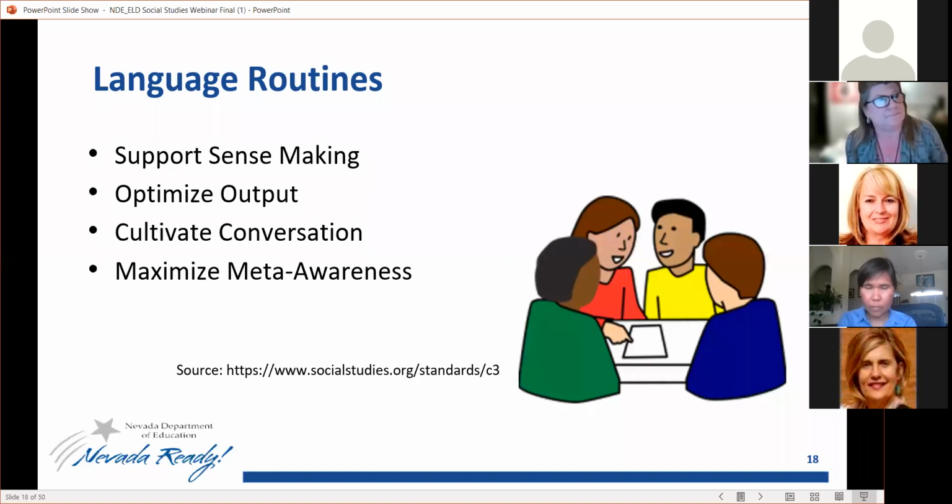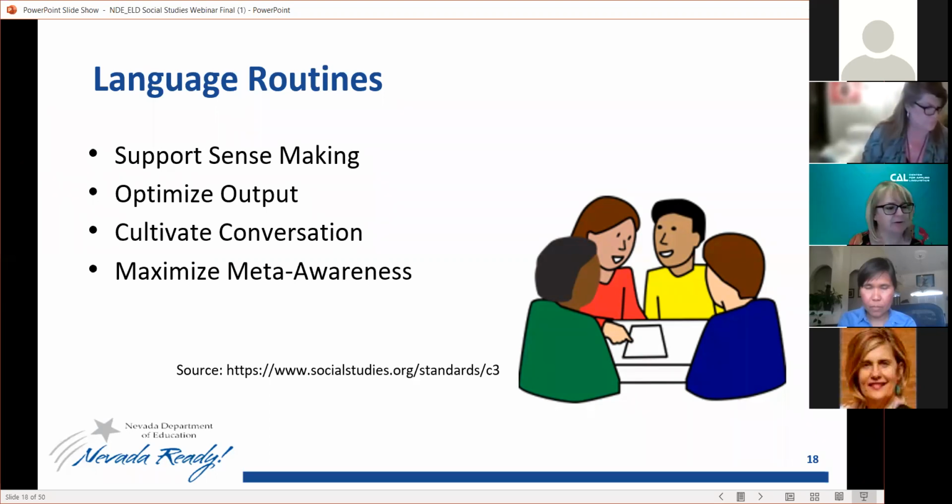Next lesson. Language routines. So we're now going to talk about language routines. When we're thinking about this, we're thinking about the disciplinary practices of social studies, that these language routines are reflective and collaborative processes, meaning that language routines in social studies support sense making. Questioning is key to student learning about the world, events, economics, geography, and history.